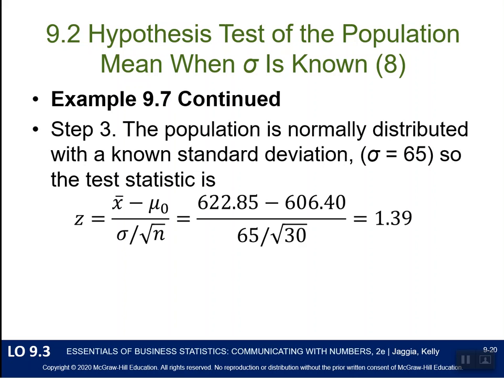So we're going to take our sample mean of 622.85, subtract it from the test mean of 606.40, and then divide that by the standard deviation divided by the square root of the sample size. And so we get a z-score of 1.39. Now at this point we could flip to the back to the z-table and look up in the z-table 1.39 and figure out what that probability is, or we could jump to Excel and use Excel. So let's jump to Excel.